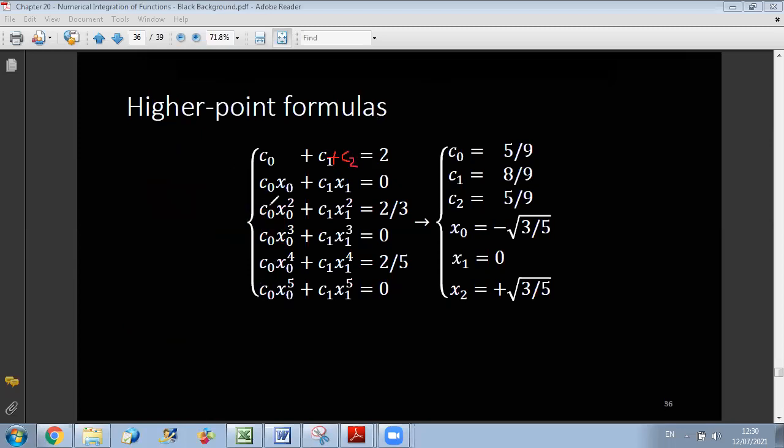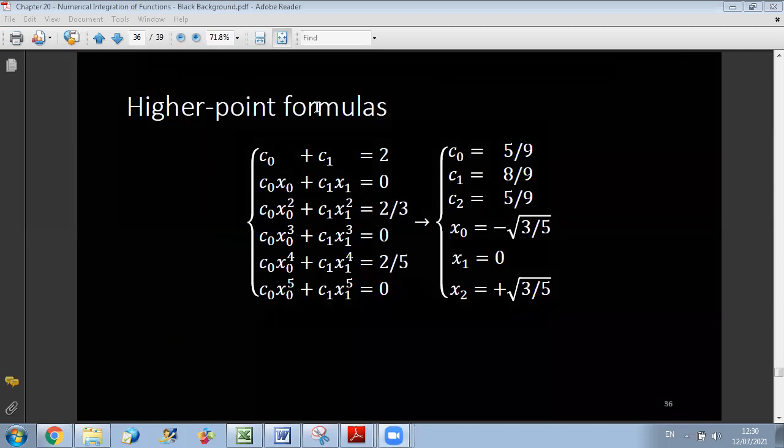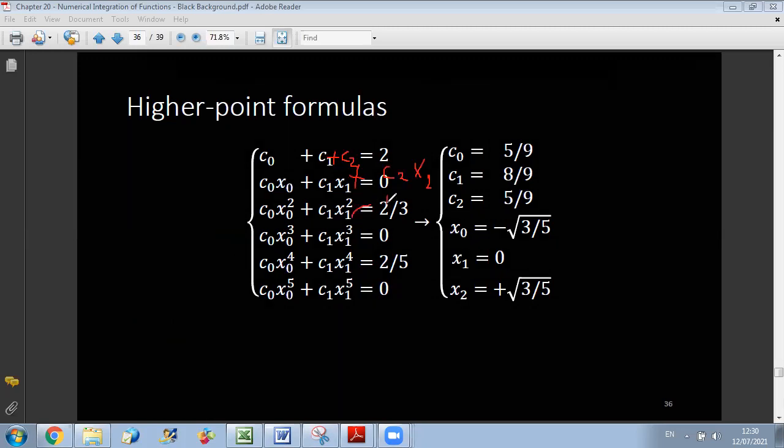If we apply it for the second equation, it will be C0 x0 plus C1 x1 plus C2 x2. For the third, we should add plus C2 x2 squared, and here plus C2 x2 cubed, and here plus C2 x2 to the power 4, and this is C2 times x2 to the power 5.